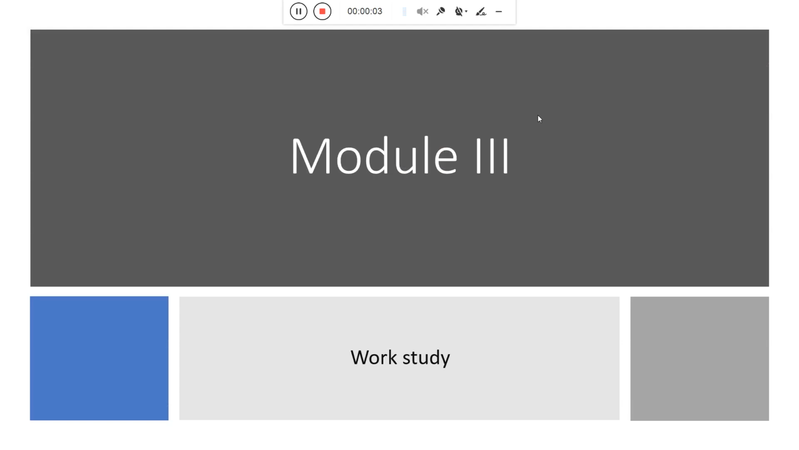Okay, so module 3 is related to work study. We already discussed what productivity is and how industrial engineering evolved, what contributions were made by different scientists in the past, as well as how to calculate productivity and the different models of productivity.